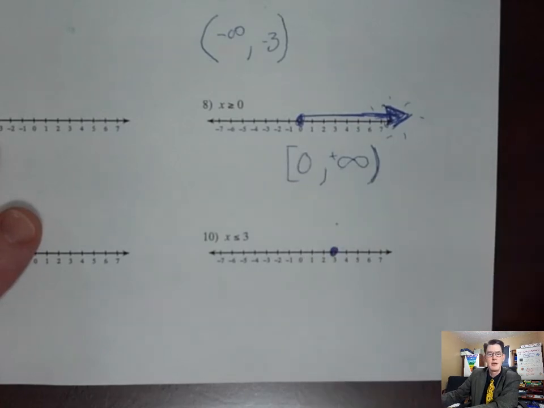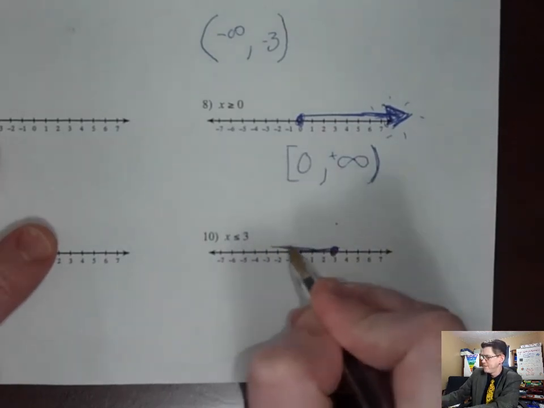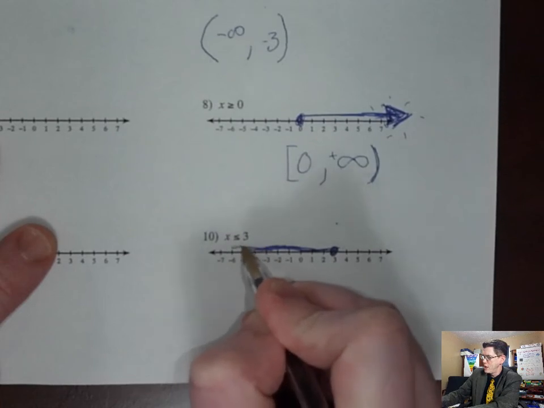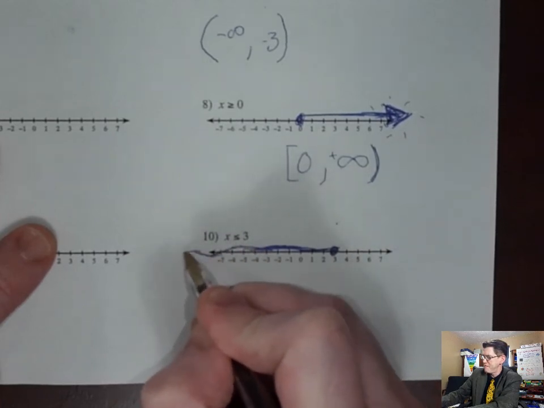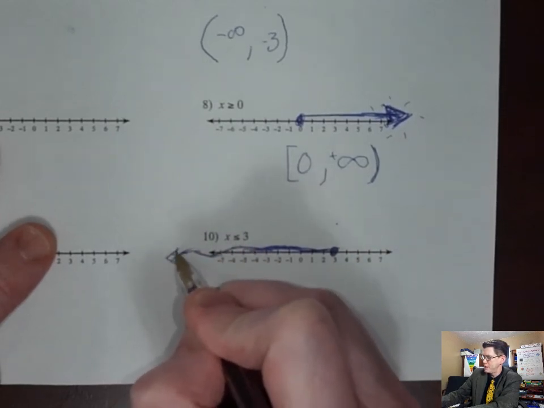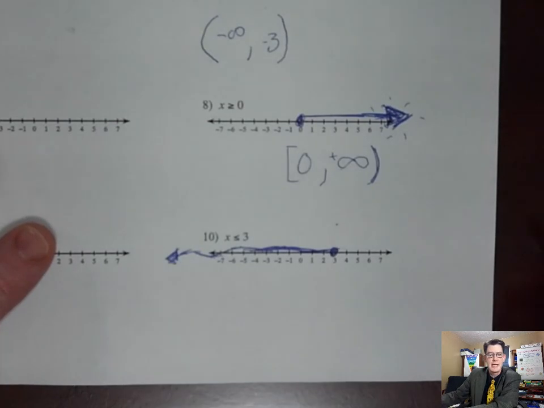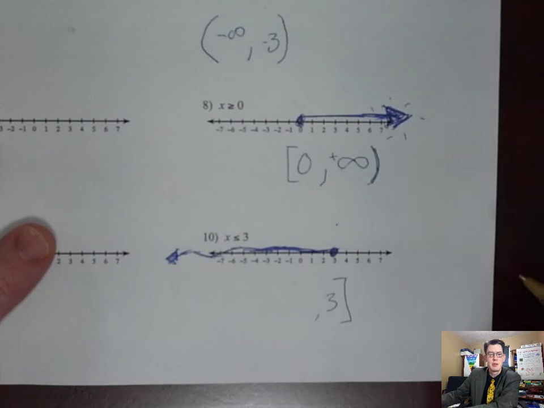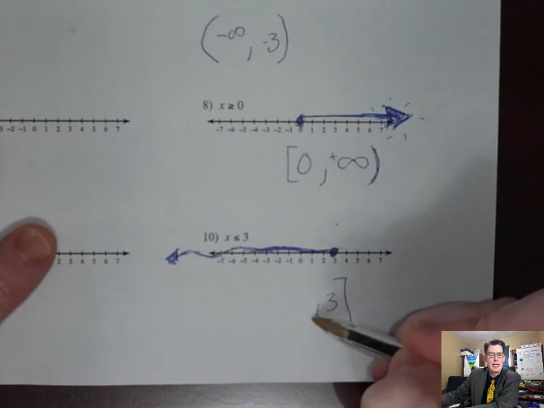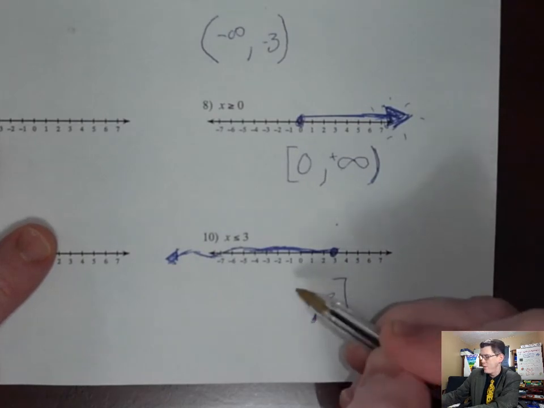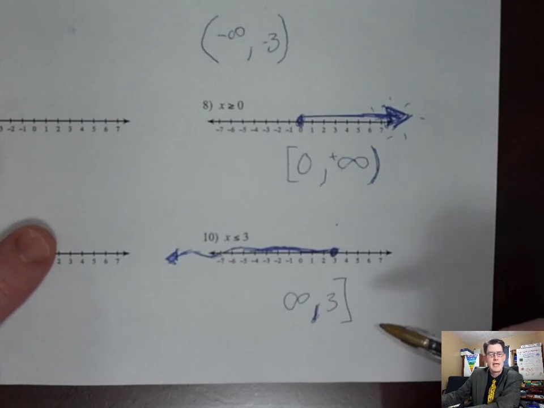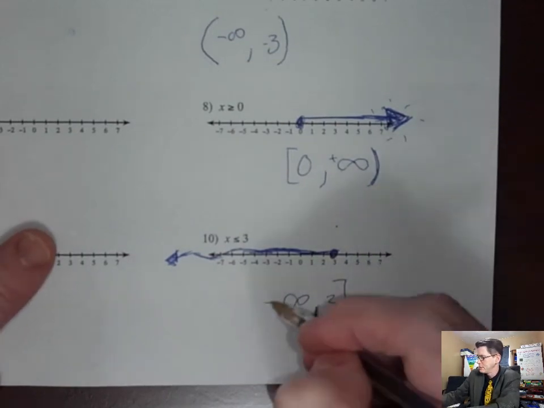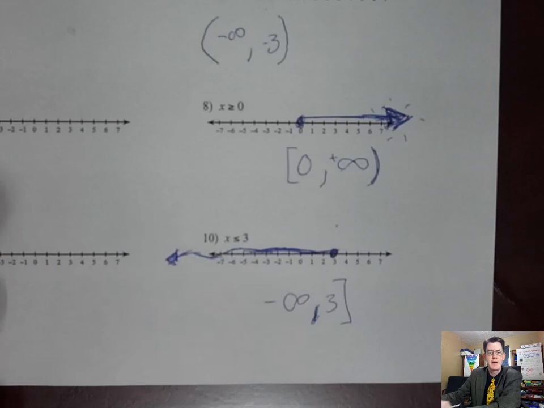Equal to means I include the 3. And then draw maybe a line if you want, all the way out to -infinity. And it includes the 3, so it's a bracket. And I've shaded in everything from the 3 all the way down to, is it infinity? Oh, it's -infinity, two very different numbers.